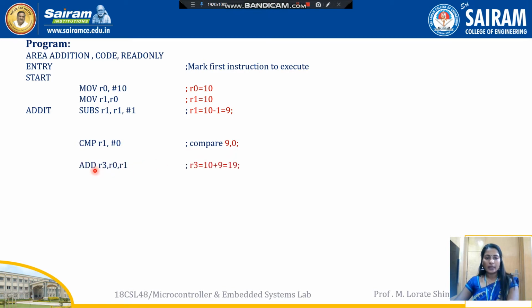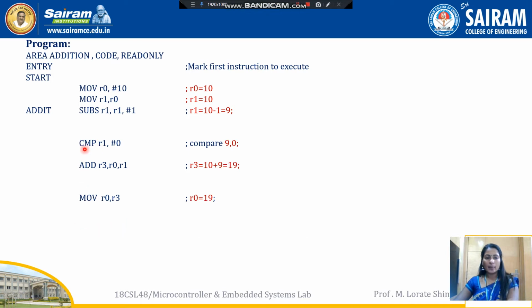Next, see what I am doing. I am adding R0. First addition I am doing. Actually, we have to do 9 additions. So the first time I am adding 10 and 9. R0 content is 10, R1 content is 9. I am adding 10 and 9. The result is 19, that is stored in the R3 register. Next, the result I am moving to the R0 register. R0 is 19 now. Next I am checking the condition.